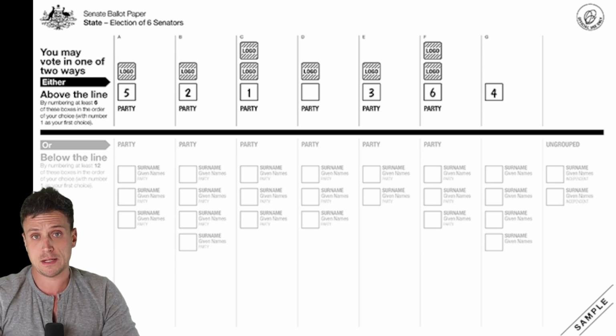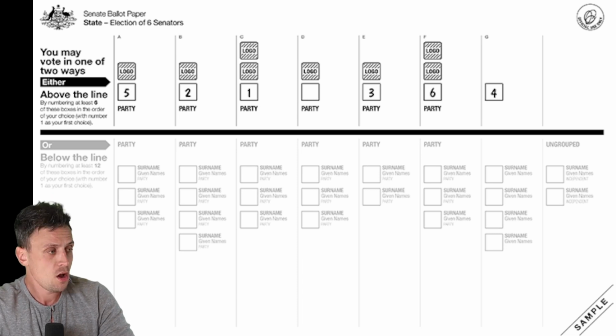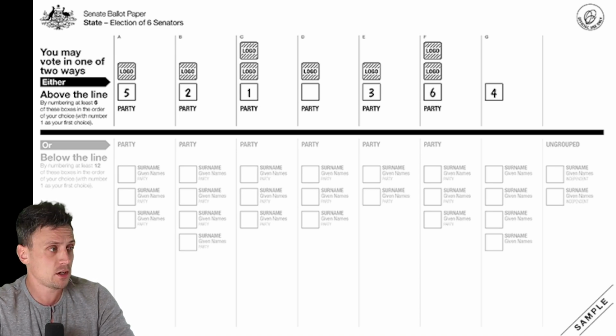In my opinion, the best practice is to probably number every box above the line, although the recommendation from the AEC is 6, and I don't think there's anything particularly wrong with numbering 6 boxes, all right? So if you're voting above the line, a decent rule of thumb is to number 6 boxes.